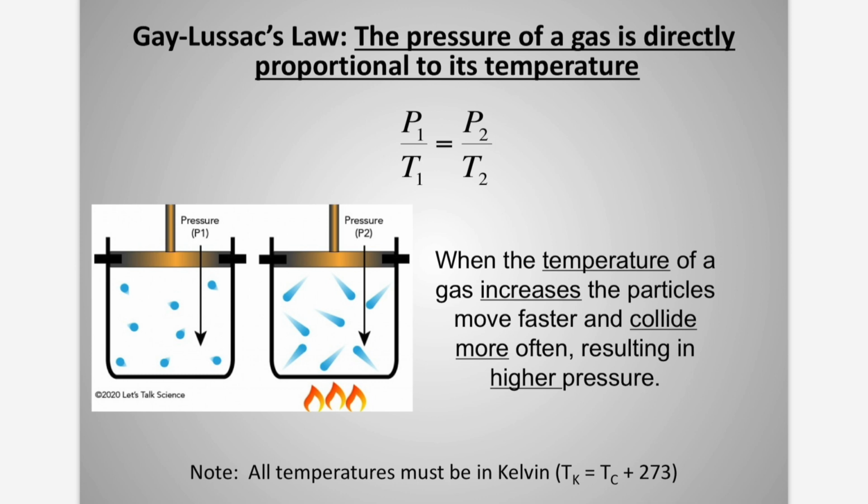So if we are given our temperature in Celsius, we need to convert it to Kelvin. But it's a very simple calculation or conversion. To get your temperature in Kelvin, just add 273 to whatever the Celsius temperature is. But anytime we're working with gas law calculations and temperatures involved, we need to convert our temperatures to Kelvin.